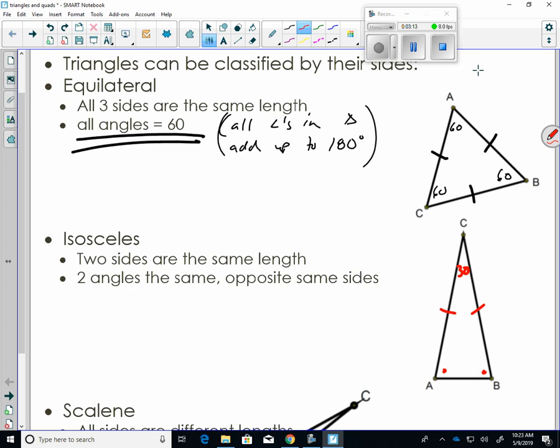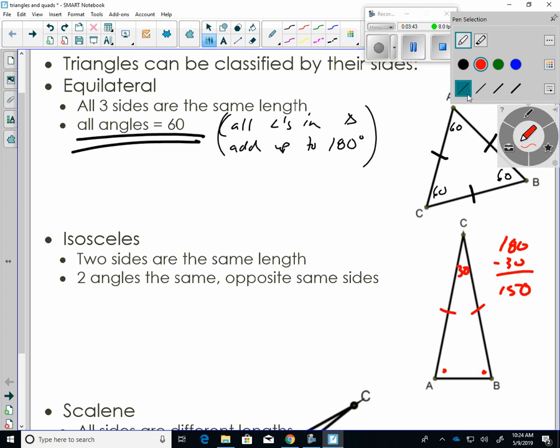What would these ones be, Josh? If this one here is 30, remember they add up to 180, right? So if all three add up to 180, and that one's 30, the bottom two add up to 150. Divide that by 2, they'd each be 75. Right?